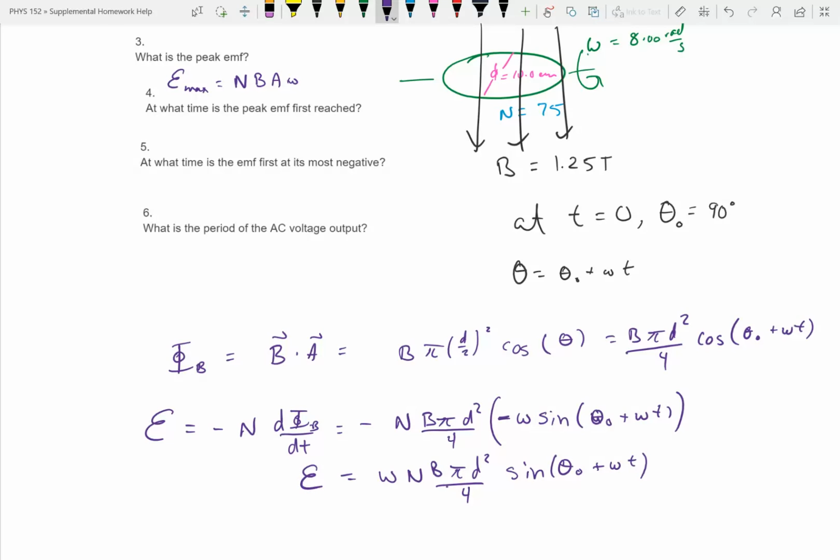So here's our equation for the EMF at any time. Okay. And so what's the maximum that it's going to give you?